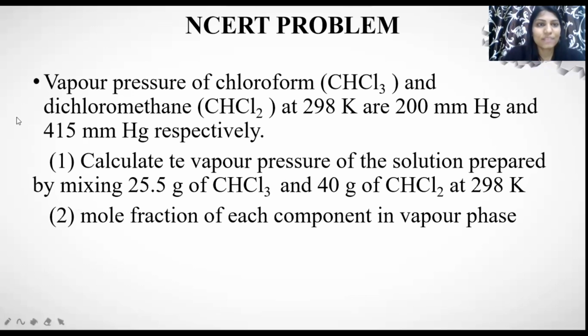Now, this is the NCERT problem which we will be solving using the formulas which we have learned in the previous slides. The vapor pressures of chloroform, that is CHCl3, and dichloromethane, that is CH2Cl2, at 298 Kelvin are 200 mmHg and 415 mmHg respectively. What do we have to calculate? We have to calculate the vapor pressure of the solution prepared by mixing 25.5 gram of chloroform and 40 gram of dichloromethane at 298 Kelvin. And secondly, we have to calculate the mole fraction of each component in vapor phase. Now I'll show you how to solve this problem by using the formulas which we have learned from the slides. Let's get into it.